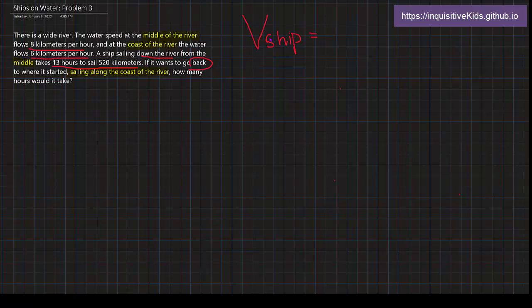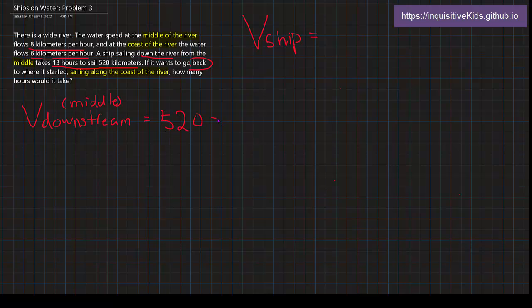So I'm just going to use that. So first we need to find what is the velocity of the ship going downstream. And notice this downstream over here, I need to mark that it is from the middle, because that's where the problem gives us, from the middle of the river. So the downstream is 520 divided by 13.